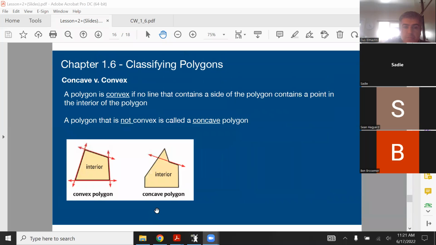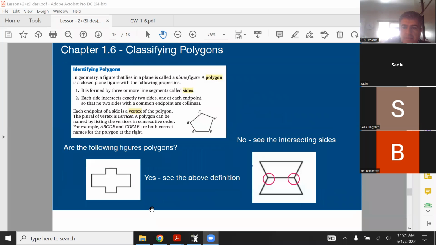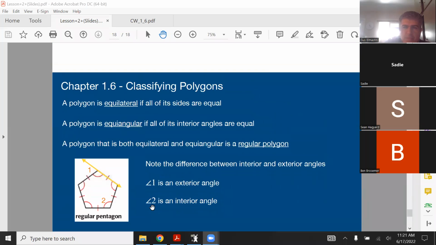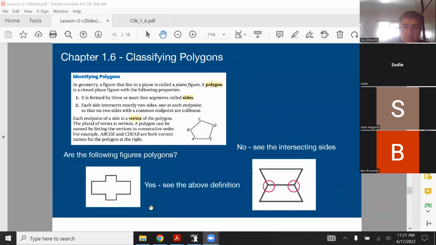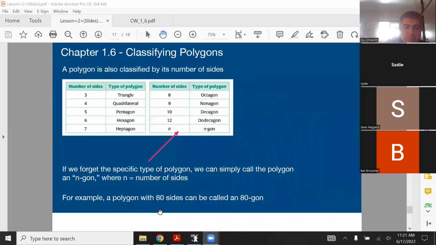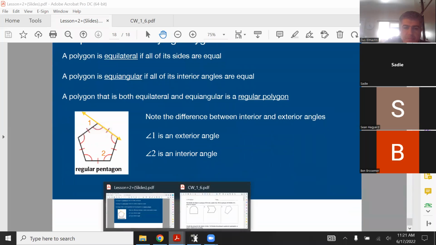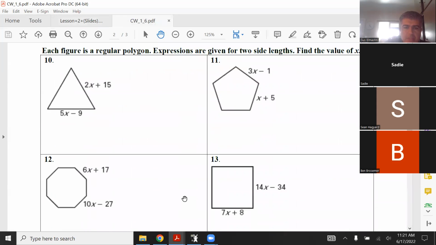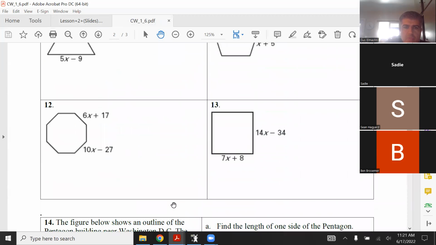Questions on some of these terms that we discussed? So this is more just terminology, not so much computations like we did in the previous lesson. So now let's look at the worksheet. Should be pretty fast. I think it's just 2 pages. Okay.